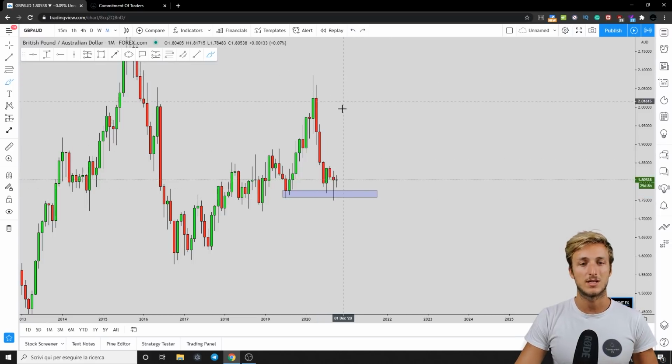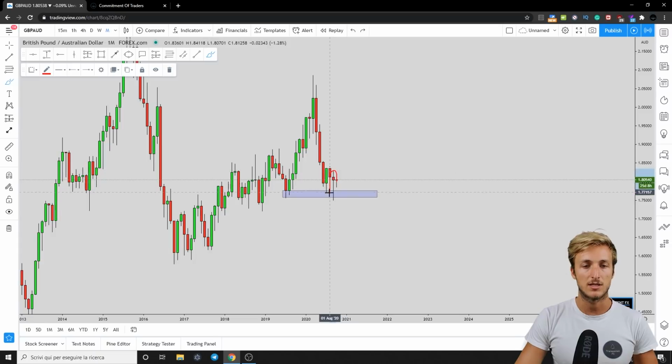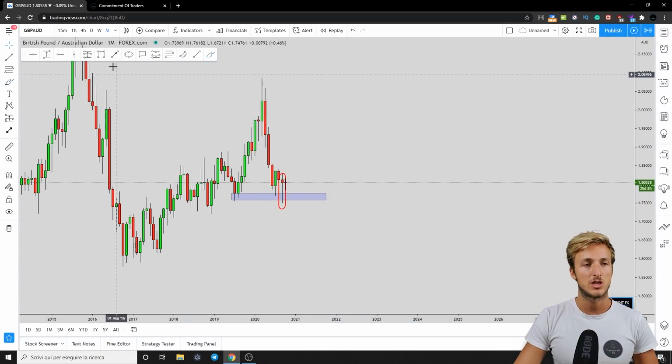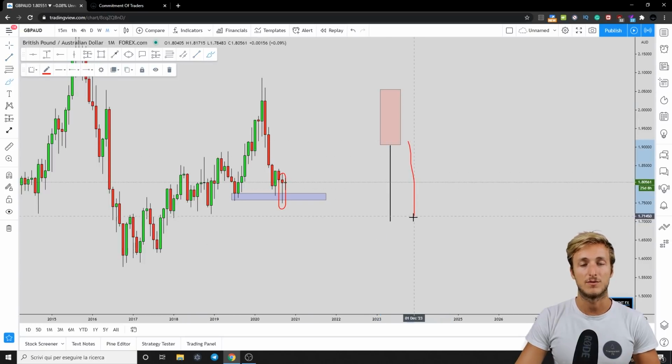And the third thing that we can see is that the market has created this candle here. Now, in general, when you see a candle like this, which has a red body and a long wick, which is at least as long as the body, what you expect for the next candle is to see the market fill in this wick. This is a pattern that you will see very often in the market.